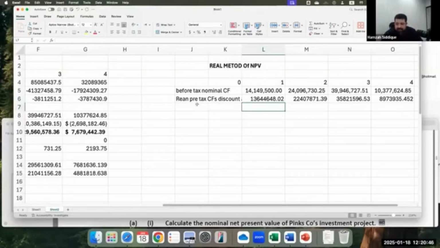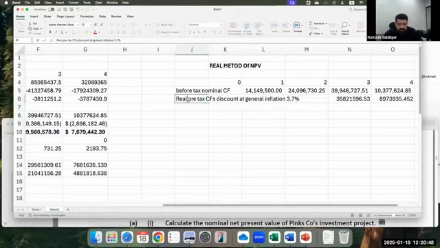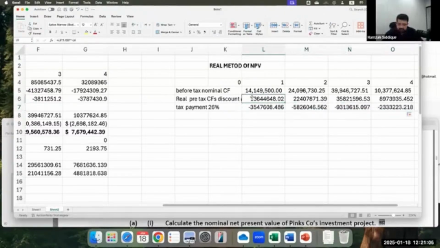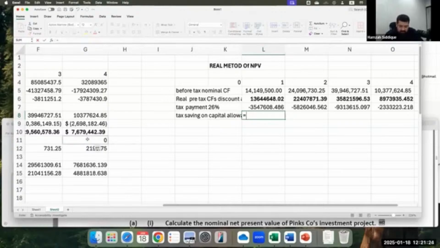Now we have to pay the tax on them. So tax payment, 26%: minus 26% into this. So tax payment is done. Next, tax saving on capital allowance is the same. We calculated that there.